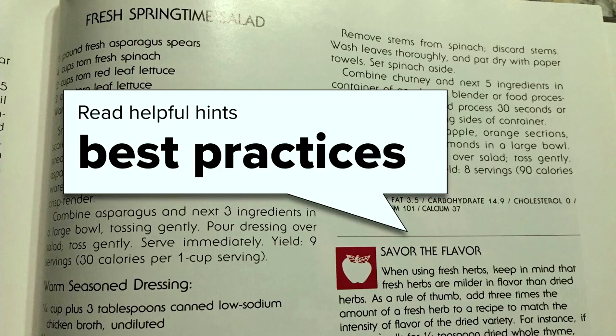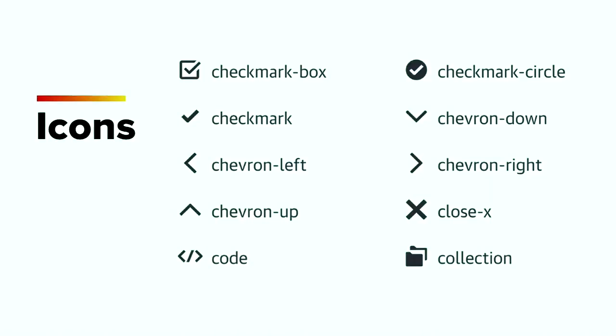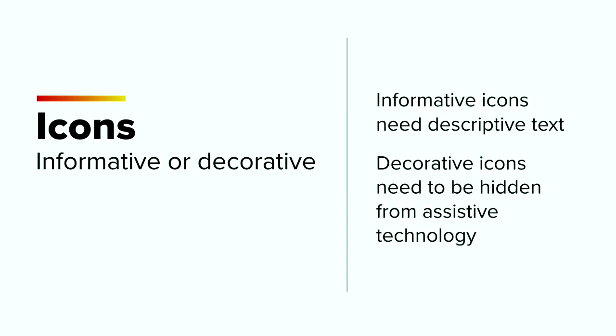Let's take these principles and apply them to some components. So icons. Icons are a great way to add a bit of flourish to your product. They're used to supplement key messaging and call attention to areas of importance. Icons can be either informative or decorative. If the icon is informative, it needs to be paired with descriptive text. If the icon is decorative, it needs to be hidden from assistive technology because it doesn't have any significant value.